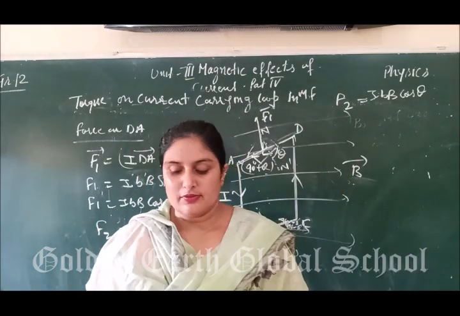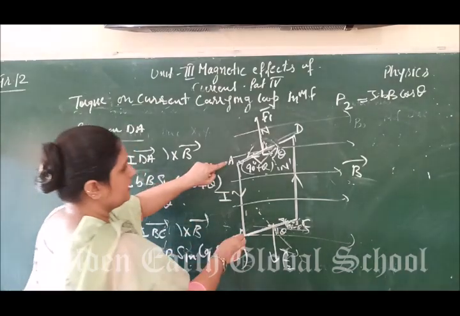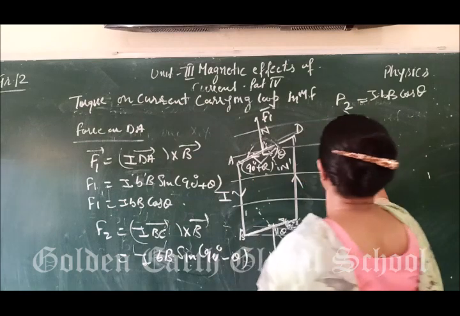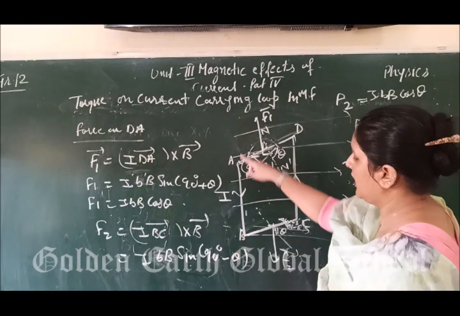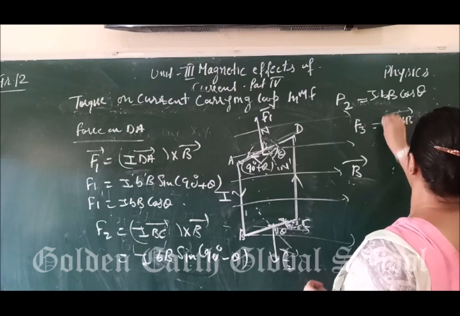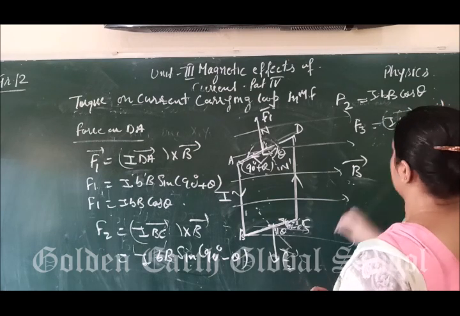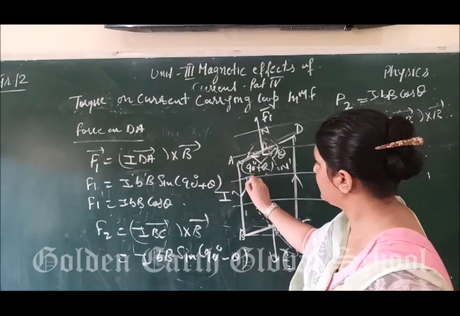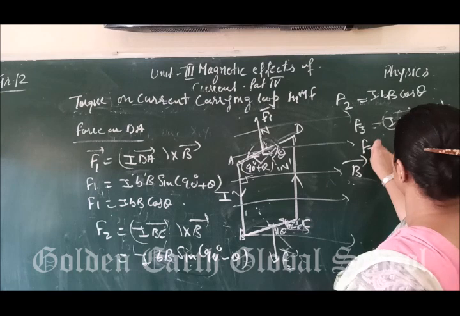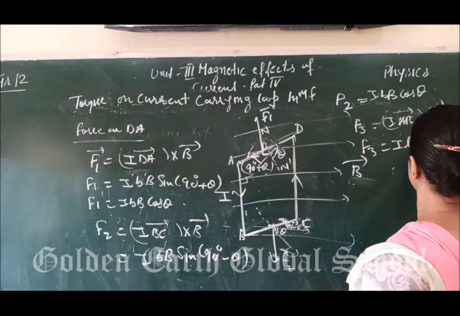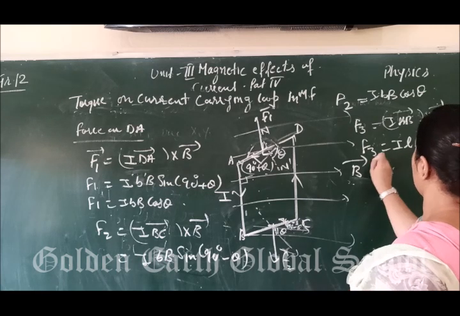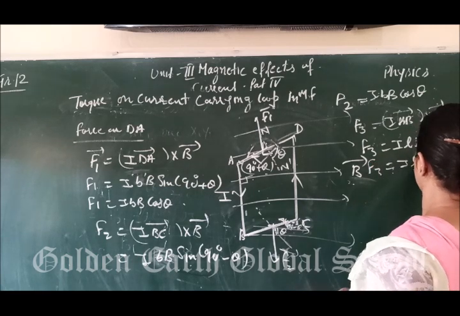Now next, what about the forces acting on the arm, that is the AB and DC. Now force, let us suppose F3 is acting on the arm AB. It is I AB cross B. Now what is the angle between this? It is clearly shown here, it is 90 degree. So F3 will be equal to ILB sin 90 degree, or F3 is equal to ILB.